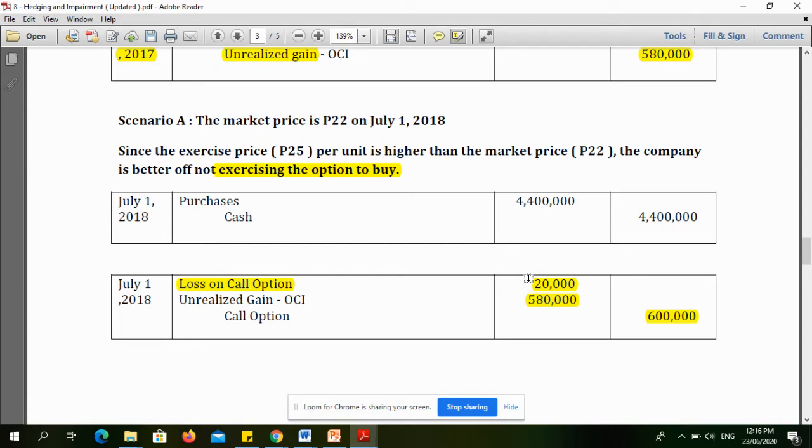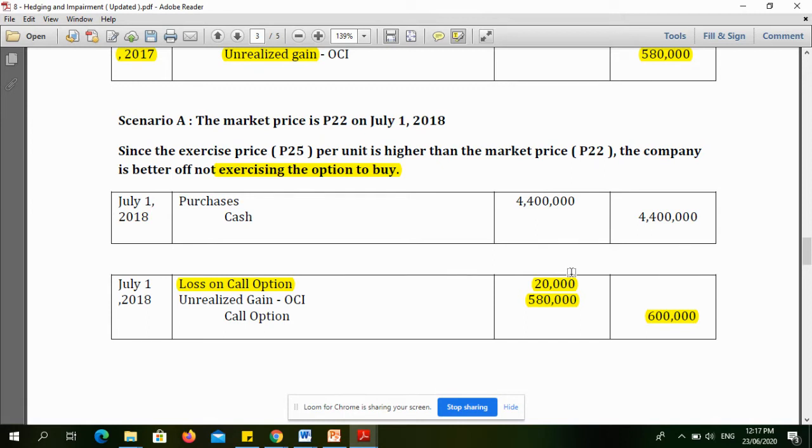Bakit yun yung loss? Kasi kung hindi mo naman pala i-exercise yung option, better not buy it, di ba? Kung kaya mo naman pala siyang bilhin at 22 pesos, what is the point of purchasing a call option? So, ang point nito, sayang. Kasi, kung ito lang pala ang mangyayari, hindi mo na lang sana binili yung call option. So, yun. That's why there is a loss on call option.